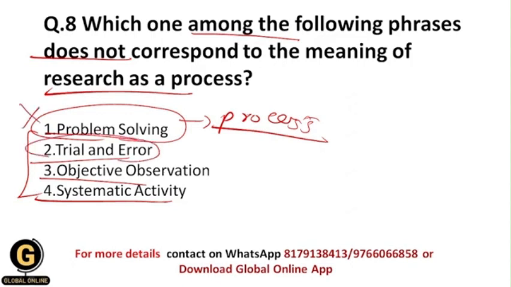Trial and error means here we repetitively do the experiments. Okay, it means that we do the trials and after that we get the errors. Then whenever we get the errors, we again repeat the same experiment, and this is nothing but a process.